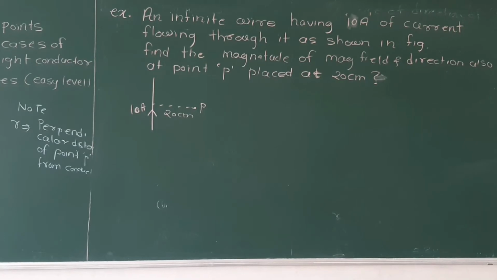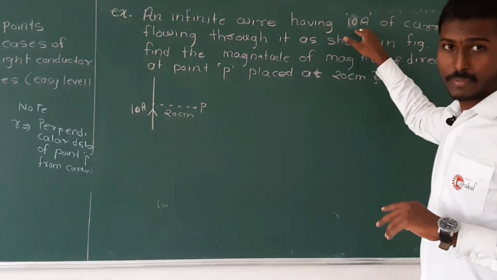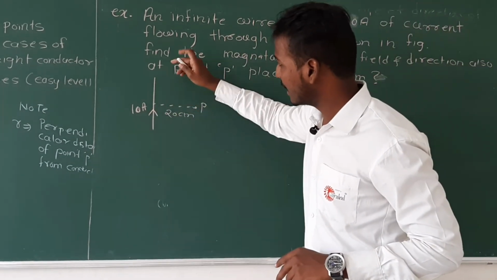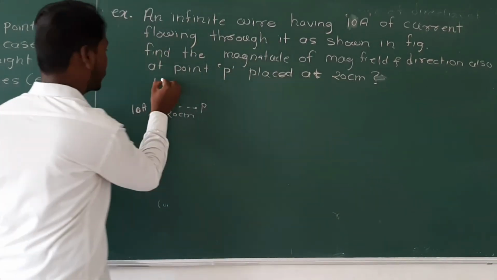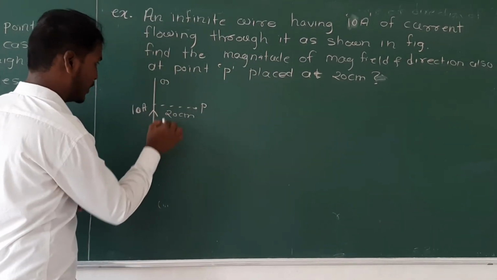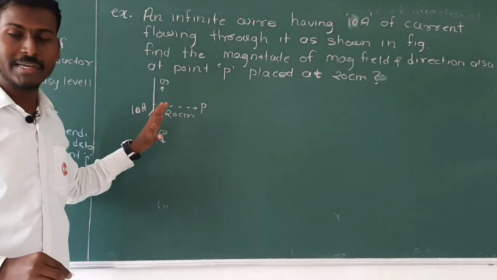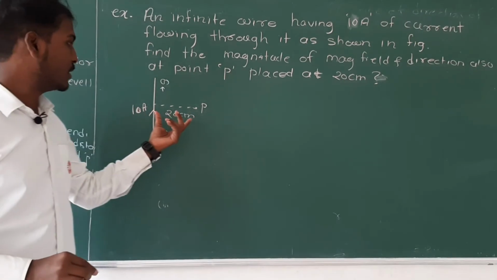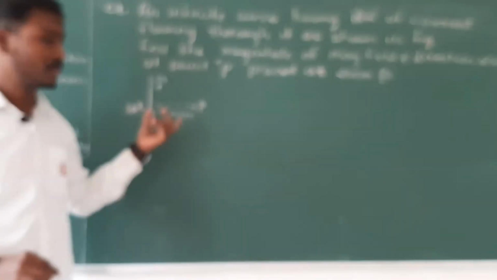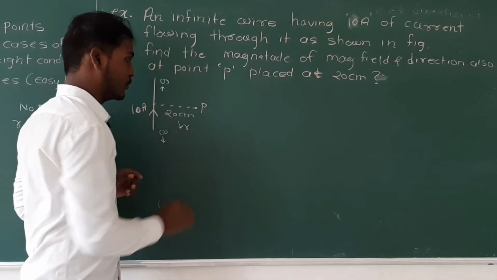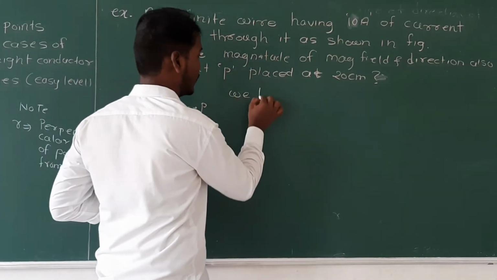See carefully on the green board. We have an example: an infinite wire having 10 ampere of current. The value of current is given as 10 ampere flowing through it as shown in the figure. So this is the infinite wire, which means on both sides it goes to infinity. They are asking to find the magnitude of the magnetic field as well as the direction, and the point is placed at 20 centimeter from the wire, which is the perpendicular distance. So it is nothing but r, you know that.